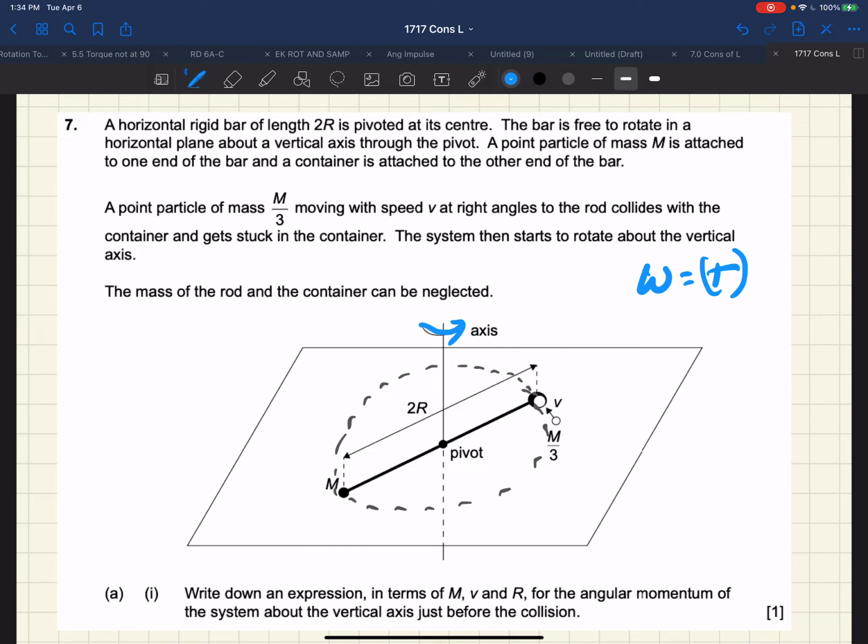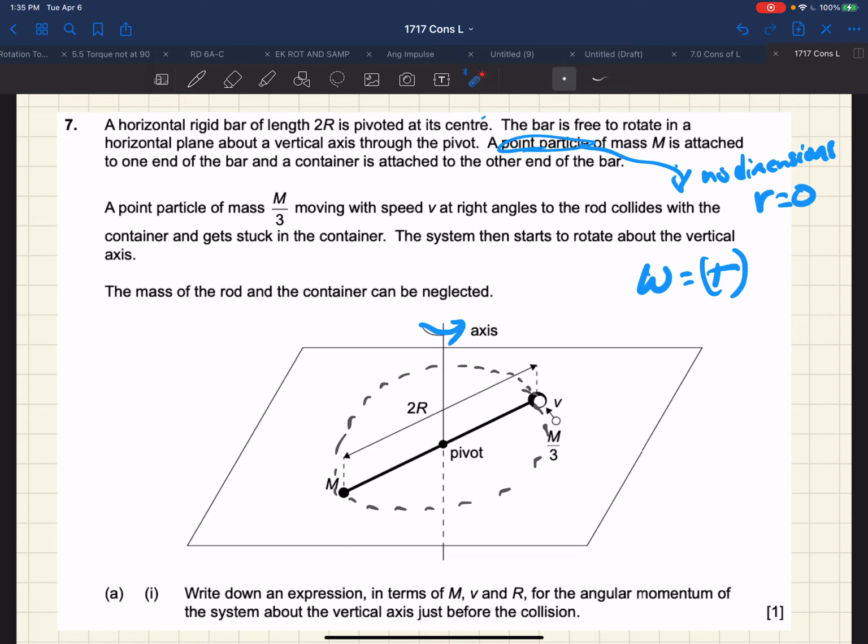Point particle of mass m, so point particle means it has no dimensions. So we might think of r being equal to 0. That's going to be important for us later. It's attached to one end of the bar, and that's over here. We have mass m, and a container is attached to the other end of the bar. So there's some kind of basket or a container or a catcher or something like that.